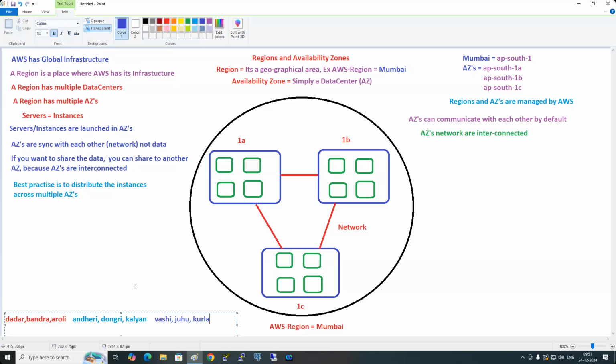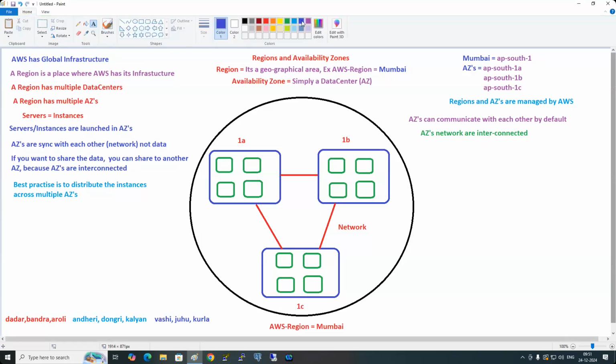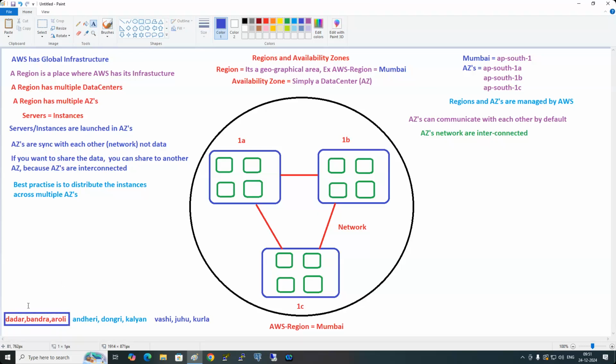Okay, here. Assume that Dalal Street. Okay, fine. Thank God no one said that street. So here we have these many places in Mumbai. Just an assumption, okay? Don't take it seriously. So all these places we have. What AWS did was, it set up one data center in Dadar, another data center in Bandra, another data center in Airoli, and all that group of data centers, it calls 1A.